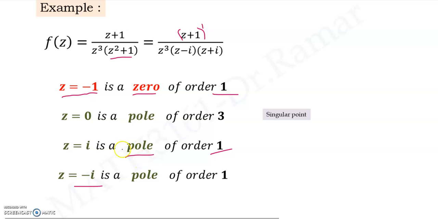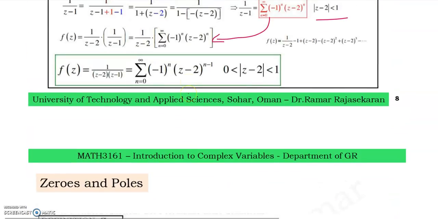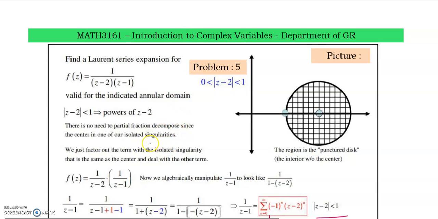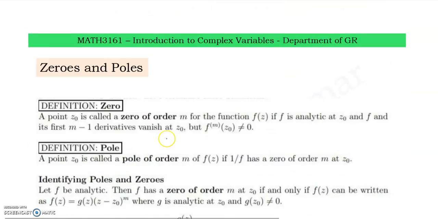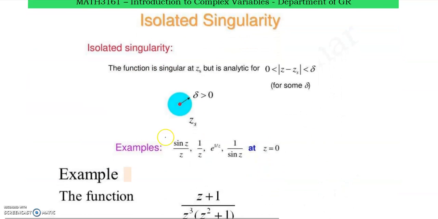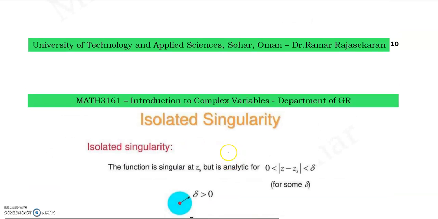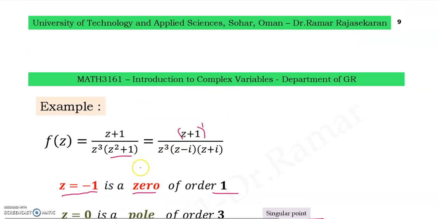In other words, we can say the pole is nothing but the singular point, singularity. That's what we discussed in the question also. In the question we discussed isolated singularities. Now, what is an isolated singularity? You see the function z plus 1 divided by z cube multiply z square plus 1. See the same example, this one.